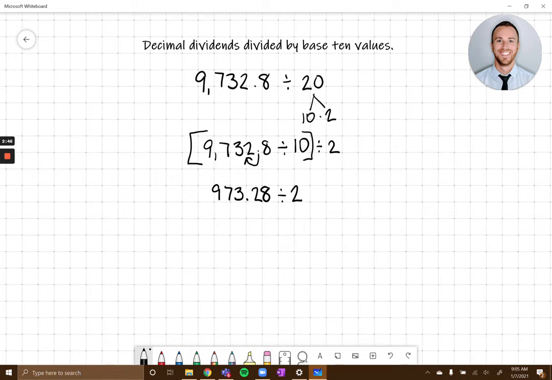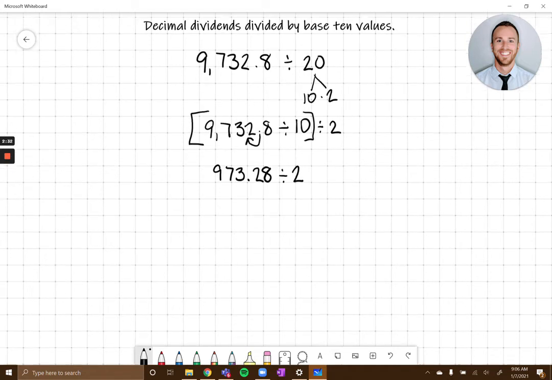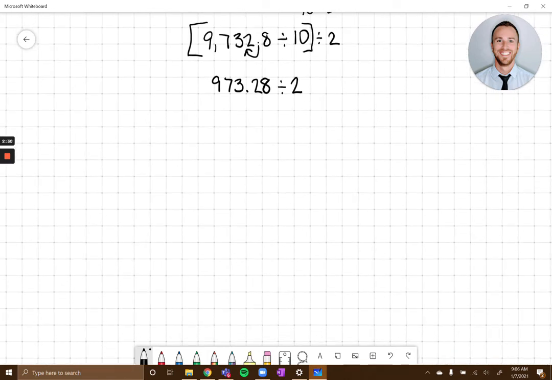Which, when I look at this, is a much simpler problem for me to do the long division on because I only have a single digit divisor. It's really the same problem. I just manipulated it a little bit to make it easier for me to find the quotient. Okay, so I'm going to scroll a little bit, and then I'm going to do long division down here. So I have 973.28 or 28/100 divided by 2.